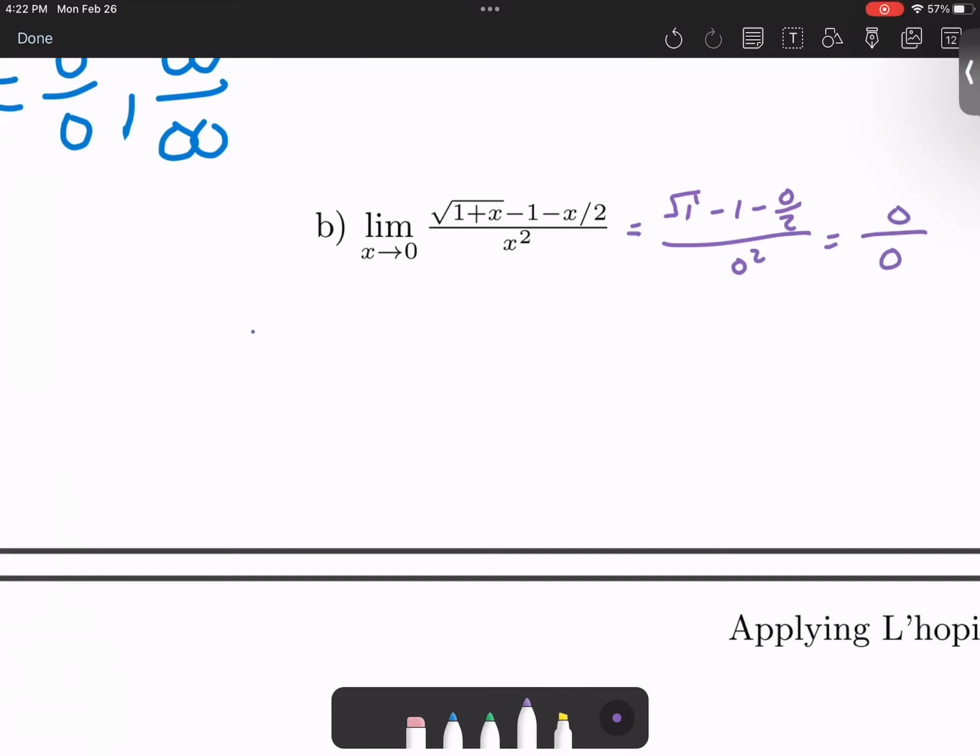Now our next attempt is going to see us differentiate the top, which will be 1/2 times 1 plus x to the minus 1/2, minus a 0, minus a 1 over 2. And differentiating the denominator, we have 2x. And I cannot forget my limit sign.